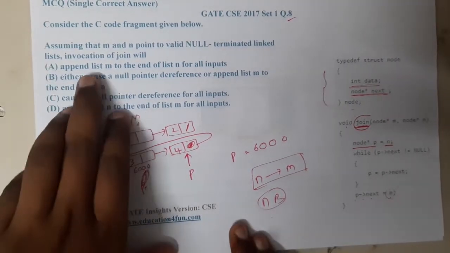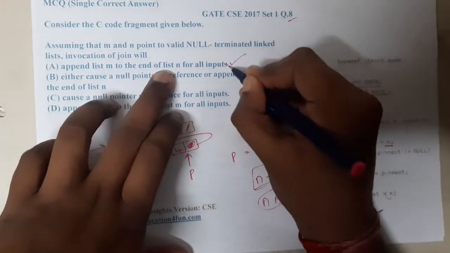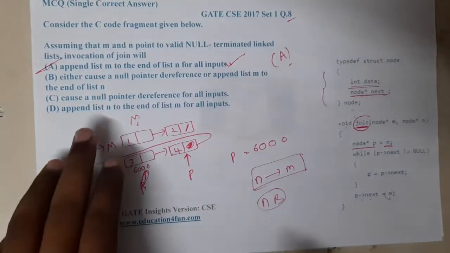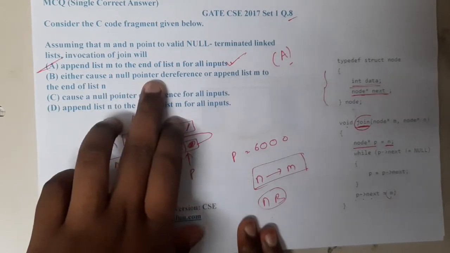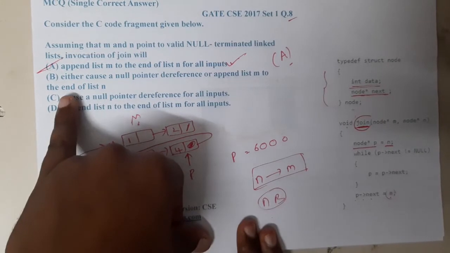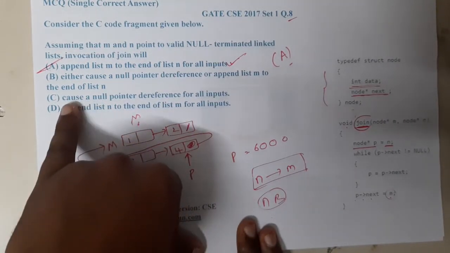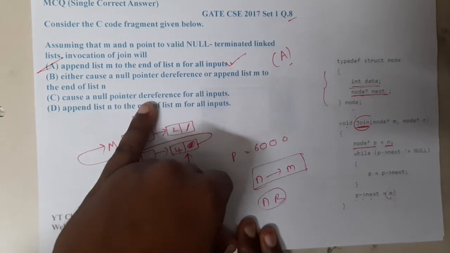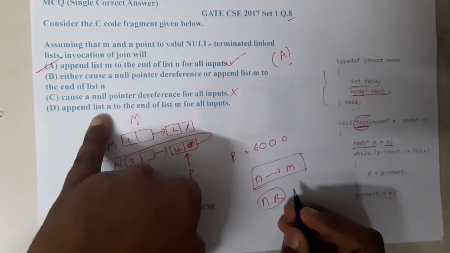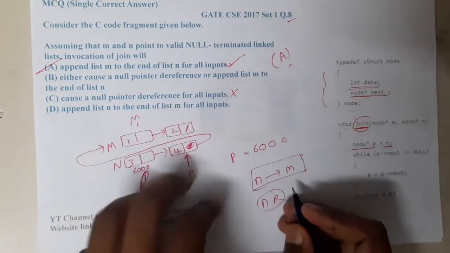Option A appends list m to list n. Yes, this is what exactly I told you, hence that is the correct answer. Anyway, let us check the rest of the answers also. Option B says either causes a null pointer dereference or appends list m to the end of the list n. Similarly, option C causes a null pointer dereference for all inputs. No, so this is absolutely wrong. Option D appends list n to the end of list m for all inputs. It is the reverse operation, so this is also wrong.